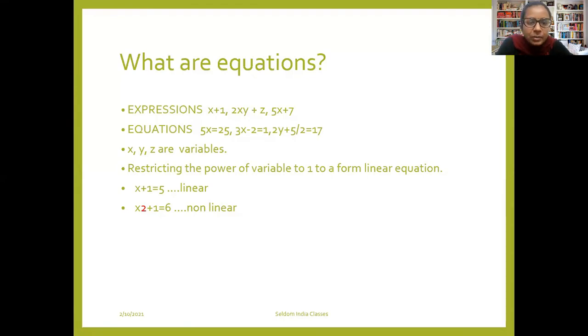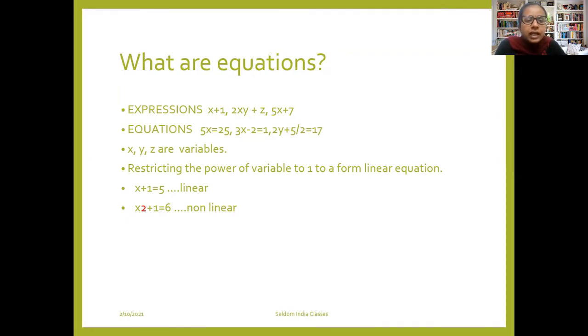So starting with the chapter's name, what are equations? What is the difference between equations and expressions? Expressions are such as x plus 1, 2x, y plus z, 5x plus 7, and equations are with an equality sign. For example, 5x equals 25, 3x minus 2 equals 1, 2y plus 5 by 2 equals 17. So these are equations and expressions. The difference is the equality sign.